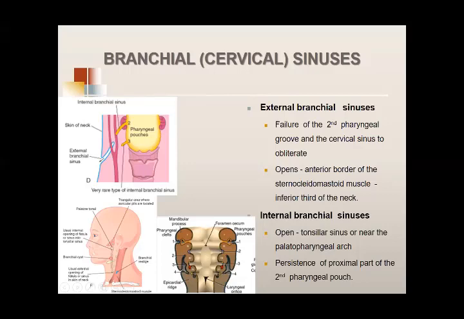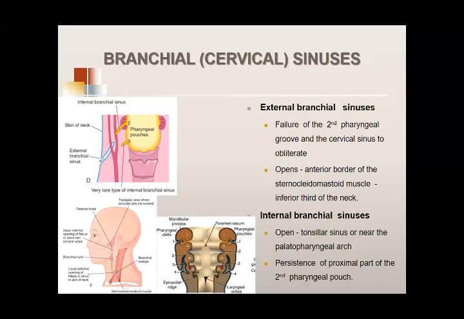If it persists, part of it, if it persists, it opens over here along the anterior border of the sternocleidomastoid muscle. Okay. So it is along the inferior 1/3 of the anterior border. ये usual site है, sternocleidomastoid के anterior border and lower 1/3. इस level पे this is the usual site where the cervical sinus opens.